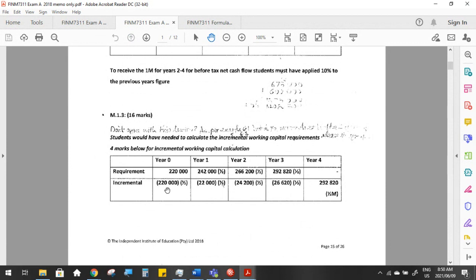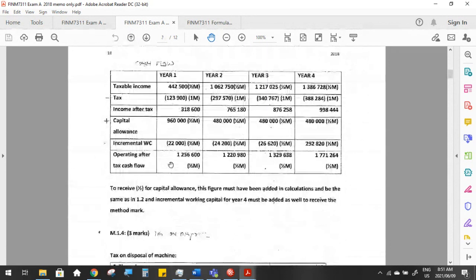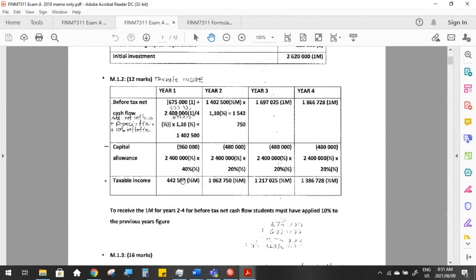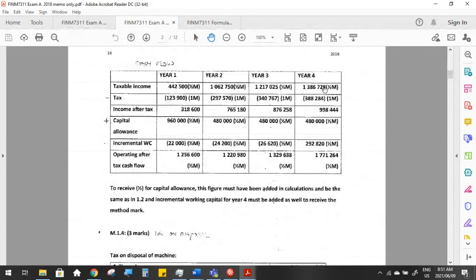Okay, so you need to do this workings to calculate these amounts here. So that's already in our initial workings. So we need these 4 amounts here in our operating cash flows. So here's your cash flow. So taxable income over here comes from this table over here that we have calculated. So that's the before-tax taxable income. Then we are going to calculate the amount of tax on that.